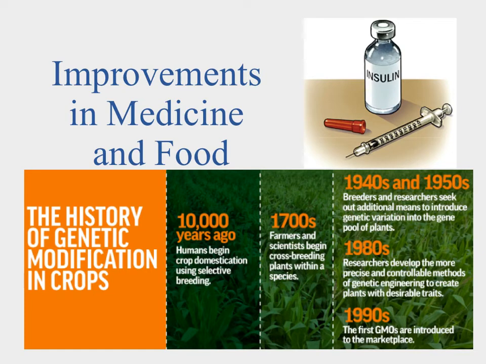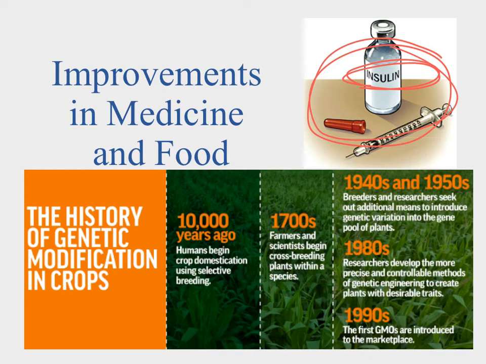Okay, so let's take a look at some improvements in medicine and food. First off, in medicine, let's take a look at insulin production and the treatment of diabetes. We used to collect insulin from animals that were able to produce it, but now by using that plasmid technology, we were able to introduce it to a bacteria, and then we can have that bacteria produce this insulin that we can then use for treatments.